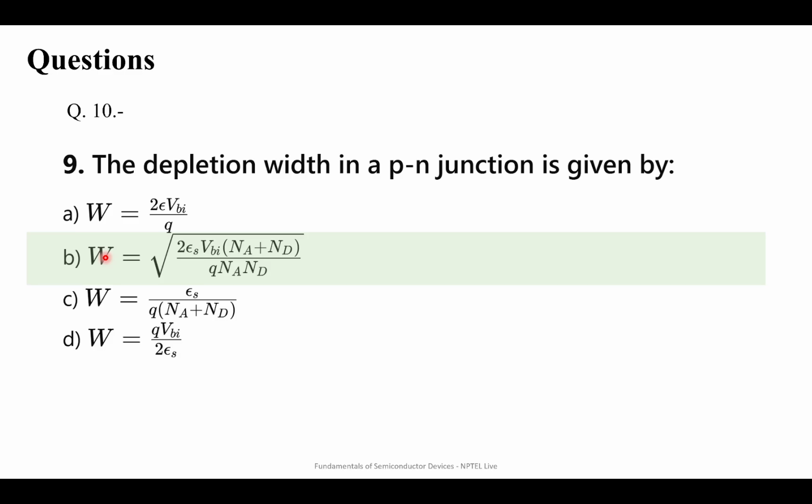So you also just saw the formula, NaWp equals NdWn. And you know that depletion width is the sum of Wp and Wn. So by merging the two formulas, you can get the formula for Wp and Wn as well in terms of VBI, Na, and Nd.